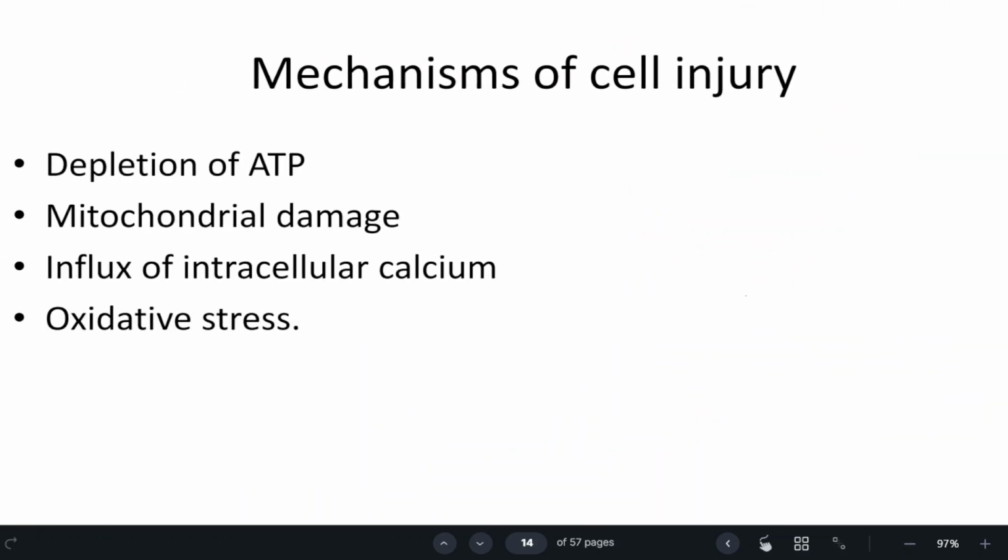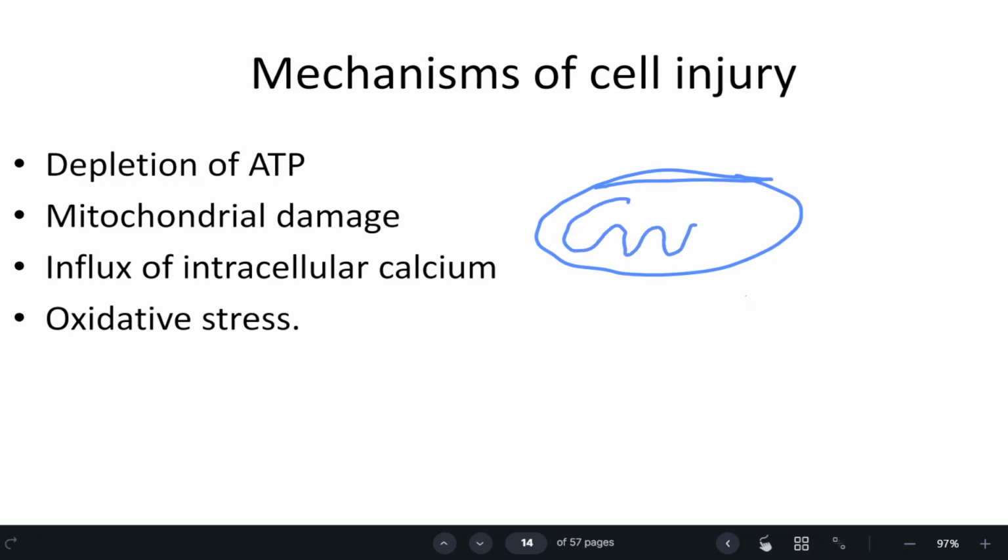Then there are other mechanisms of cell injury. One is mitochondrial damage. Increased cytosolic calcium, reactive oxygen species, etc. can cause mitochondrial damage. We know that the mitochondria has an outer membrane and an inner membrane. The inner membrane is thrown into folds called cristae.